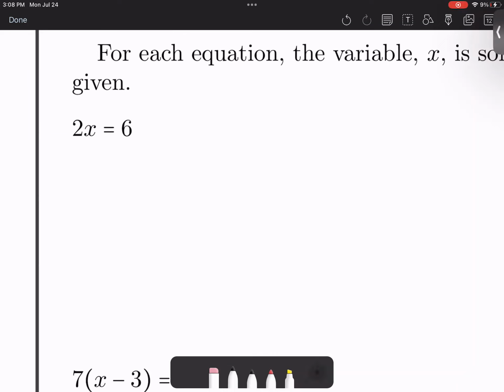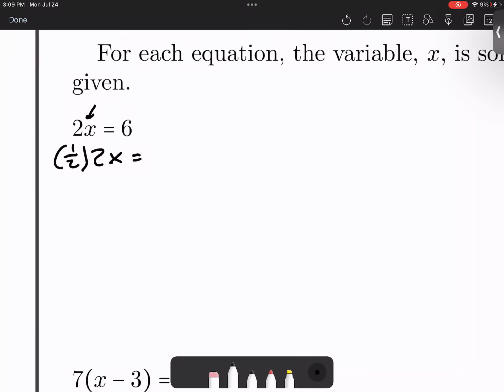So whenever we're solving for x, it's like peeling away the layers of an onion. What's being done to x and how do we undo it? So right now it's being multiplied by 2. So I can multiply both sides of my equation by the multiplicative inverse of 2, right? Because it's being multiplied by 2. So the multiplicative inverse of 2 is 1/2.